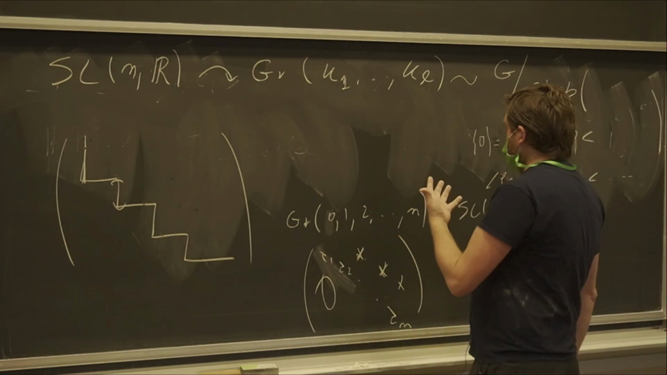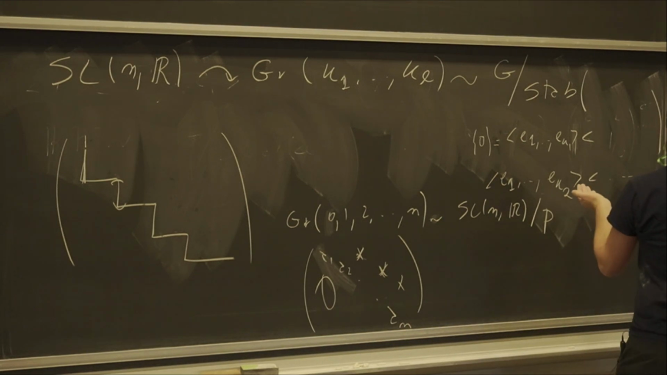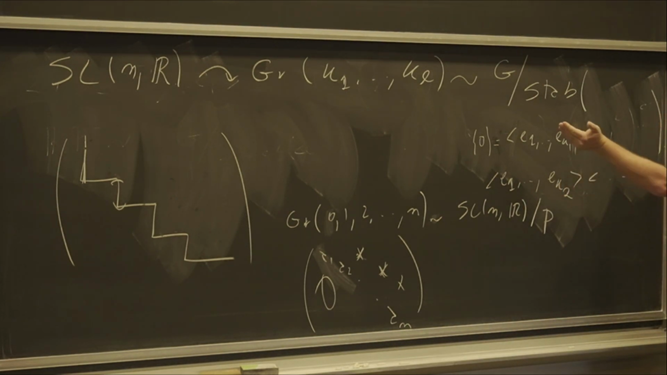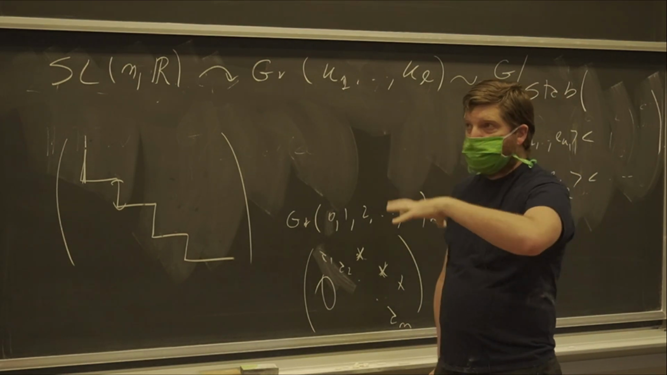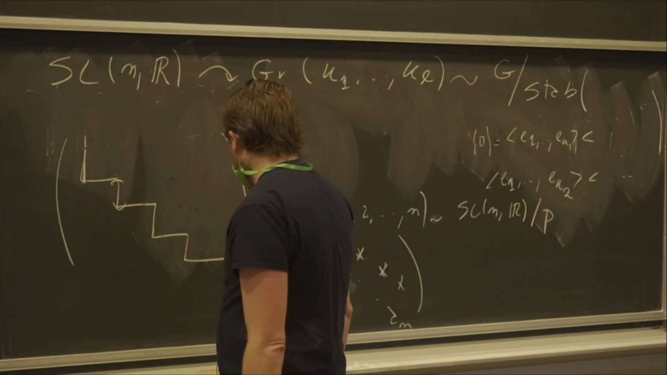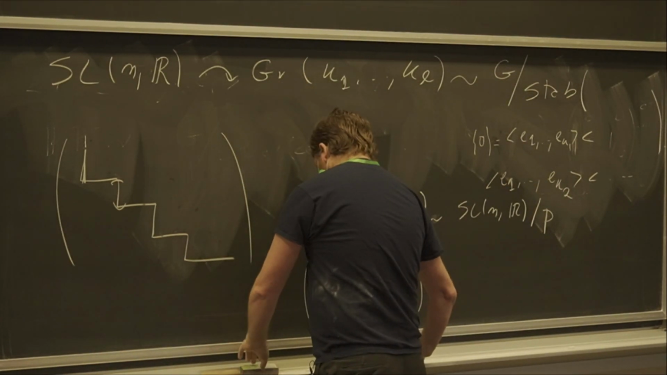Now, how is the action then? Well, the action you can identify in the very same geometric way as you do in RP1. You just move the flag by multiplying it by whatever linear map.